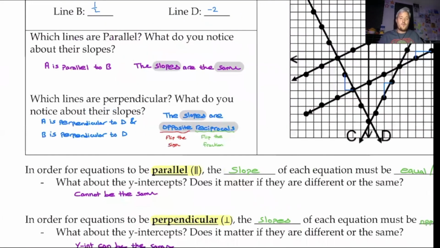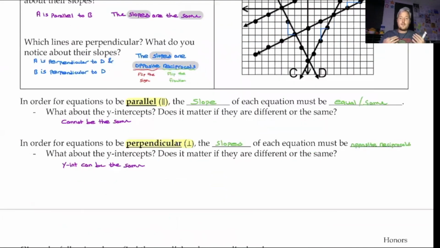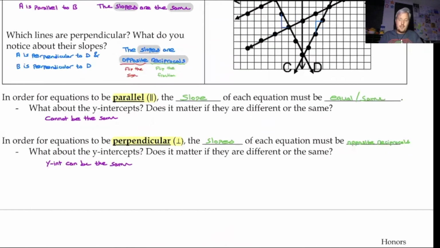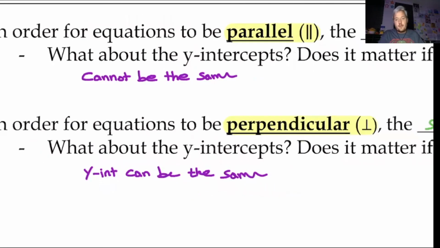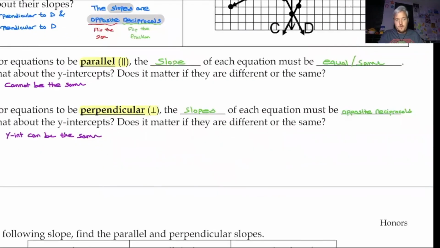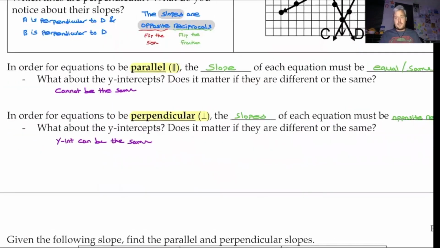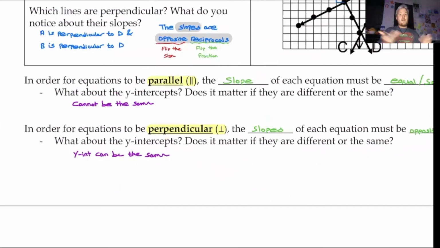All right, so in order to determine if lines are parallel, we're looking at the slopes, and the slopes must be equal or the same. However, the y-intercepts cannot be the same, because if you have the same slope and the same y-intercept, those are just 2 overlapping lines, which aren't parallel because they can't intersect. Now for perpendicular, the slopes have to be opposite reciprocals, and the y-intercepts can be different or the same, it doesn't matter.